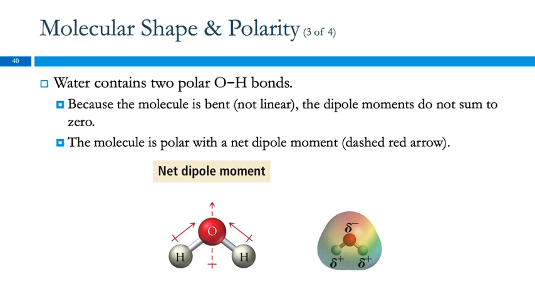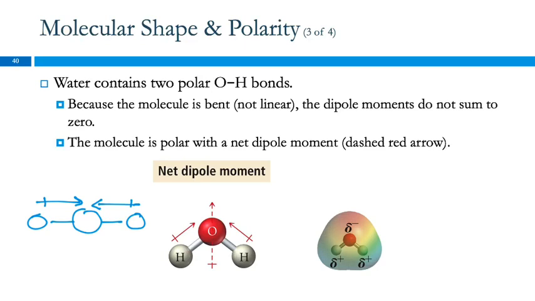If this was a linear molecule, that wouldn't happen. If we had oxygen in the middle and hydrogen here, it would be a nonpolar molecule because they would oppose each other and nothing would move. The dipole moments, the vectors here, add to 0. Here the vectors do not add to 0.